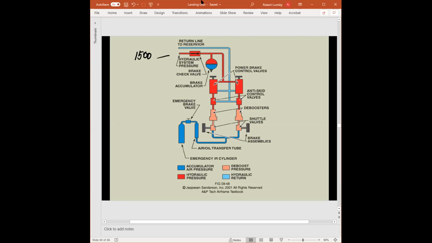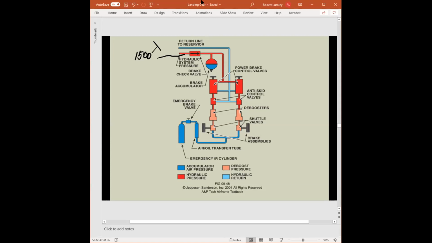Well, the hydraulic system is going to come in and go through a check valve. The purpose of the check valve is so that if anything goes wrong with the system pressure, we're going to capture a specific amount so that we have emergency use of the brakes. So that if the system, say the hydraulic pump fails, we're going to store hydraulic fluid under pressure with the use of what's called a brake accumulator.